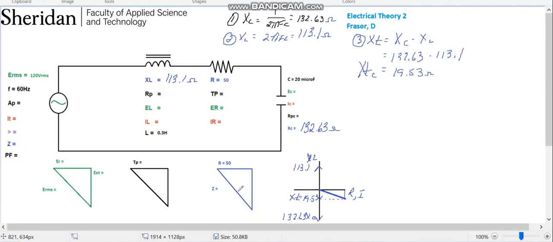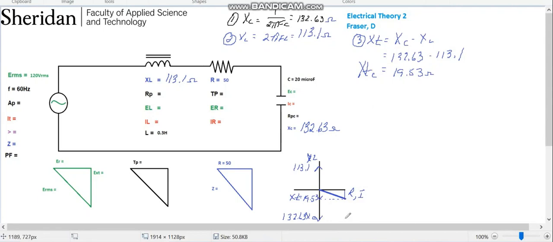Now, doing this yourself, you probably wouldn't draw the triangles until you knew if you were more capacitive or more inductive, and then you would change those triangles to accurately reflect what you're seeing within that circuit. So I have a slightly capacitive circuit here.